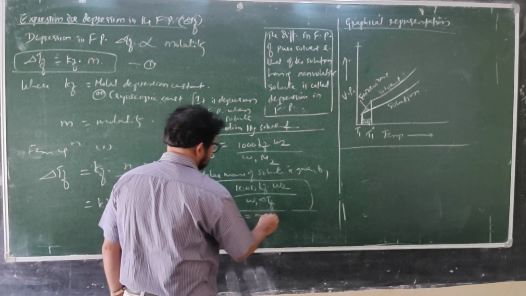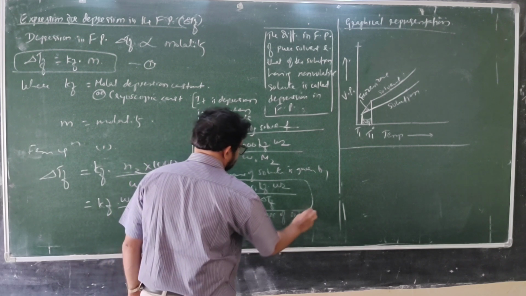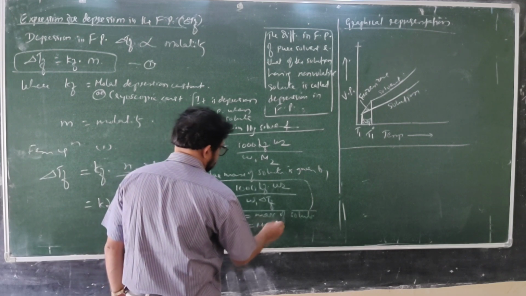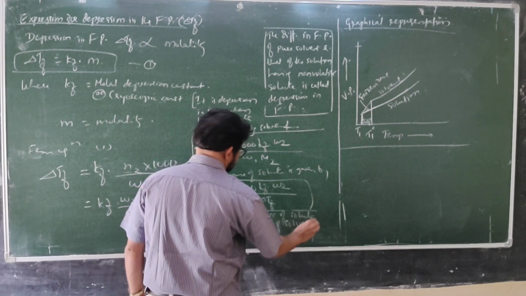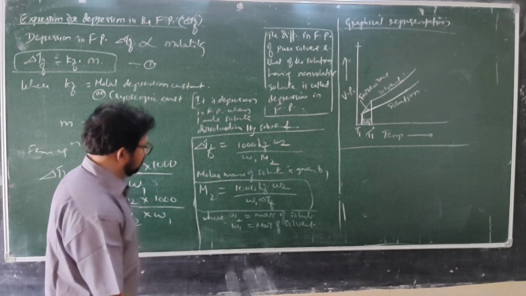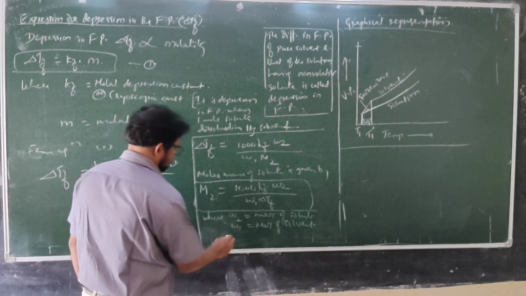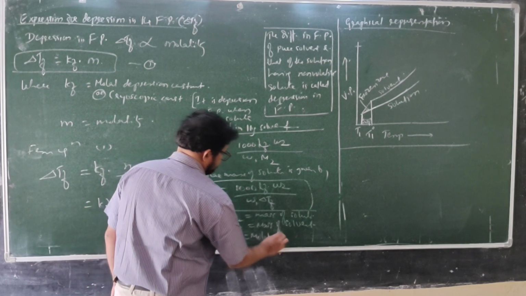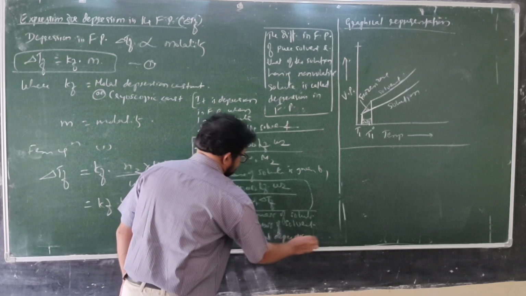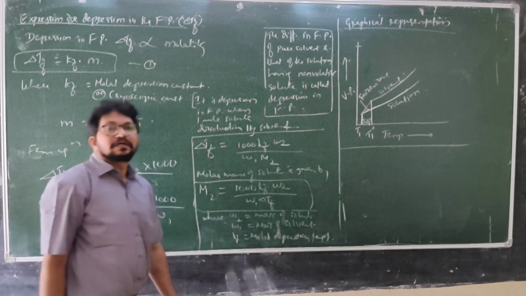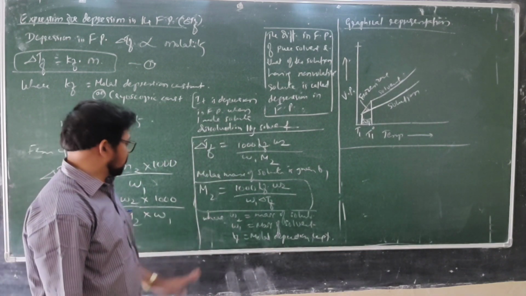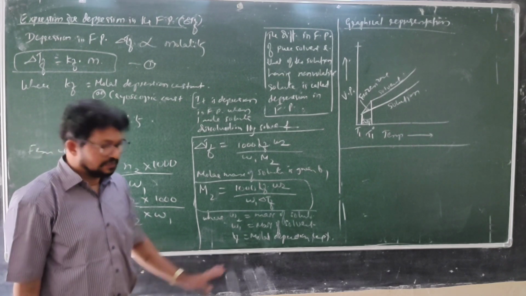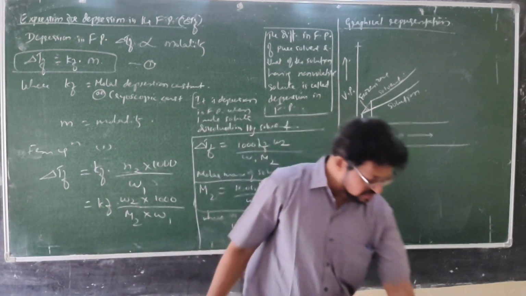Where W2 is the mass of solute, W1 is the mass of solvent. What are the other things? Kf is the molal depression constant. M2 is the molar mass of solute. So this is about depression in the freezing point.